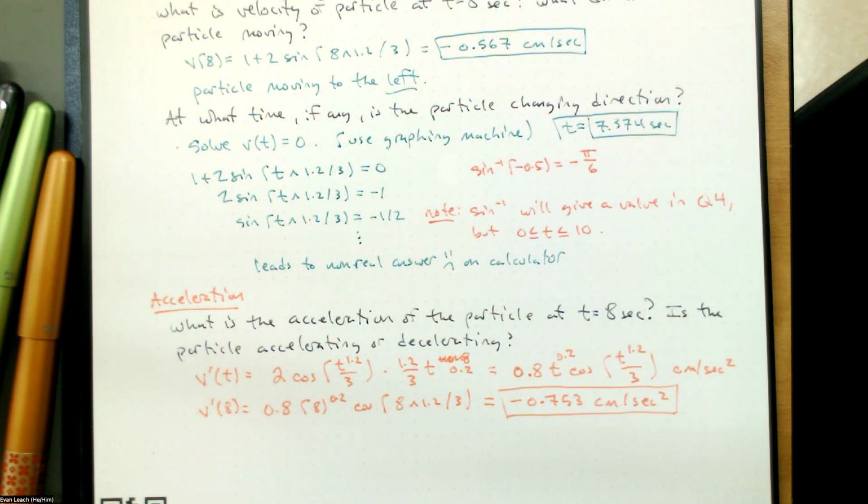At this point, we have a very messy question. Is the particle speeding up or slowing down? At 8 seconds, the velocity is negative and it is getting more negative. So in terms of speed, the particle is speeding up. The particle is moving faster in the negative direction.